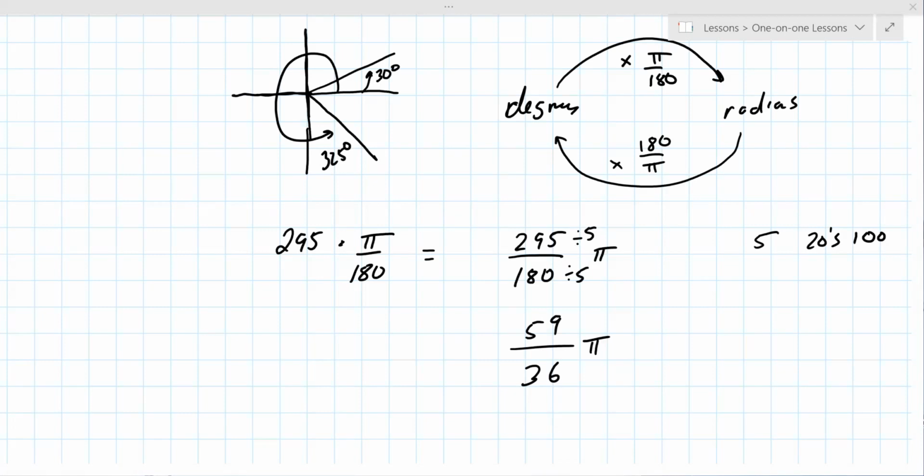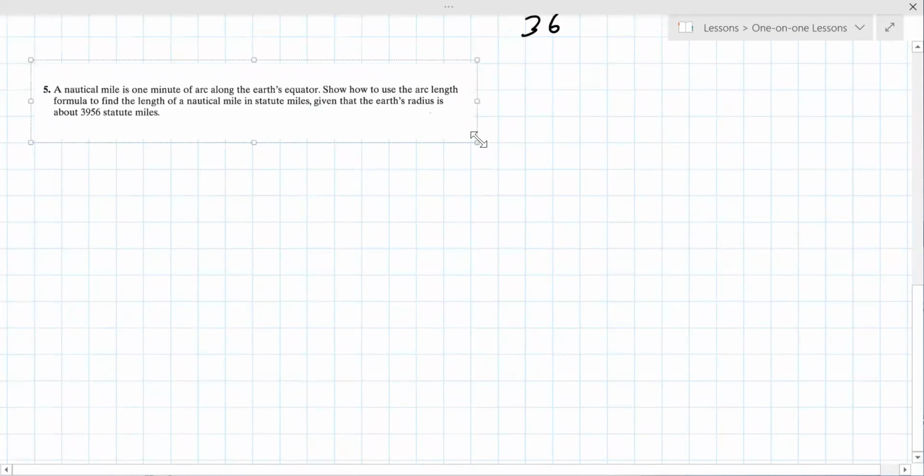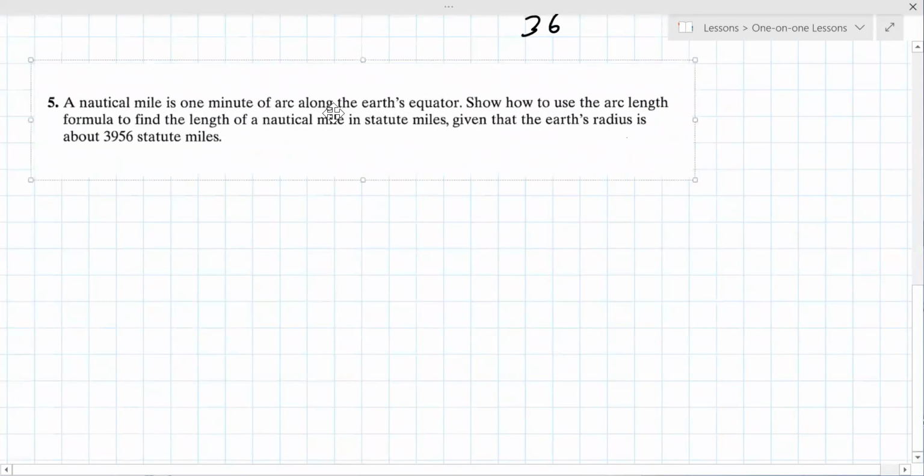Okay, so this is an overlap question, but I think it's worth doing. So the degrees that she went is 295, and then I just added in this little wrinkle of converting it to radians. Okay, so I want to go through this problem with you because it emphasizes something pretty important, which is this arc length formula.